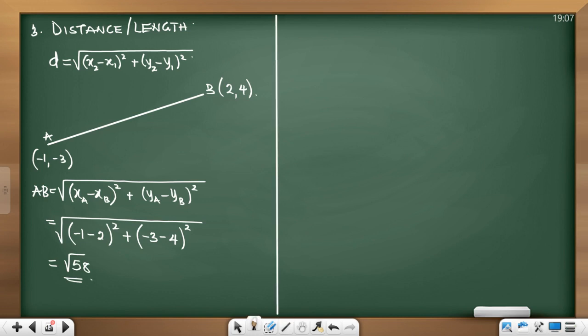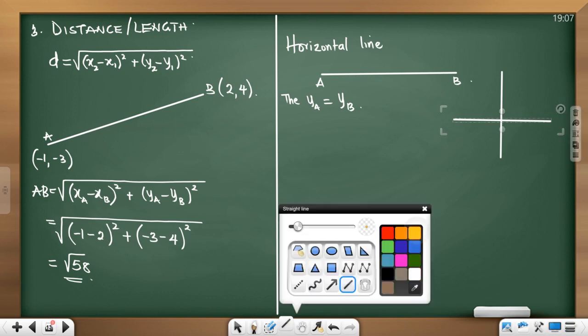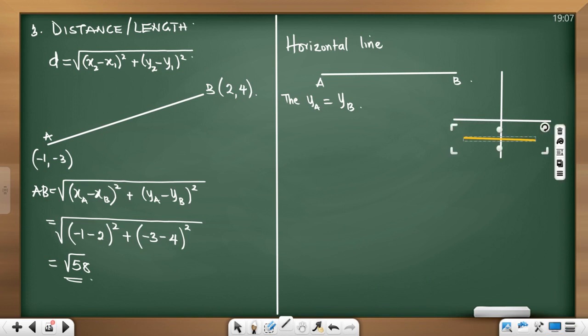Now, quickly, horizontal line. We spoke about horizontal line. When you have a horizontal line, how do you know a line is horizontal? Please check. The y values will be the same. The y value of A is the same as the y value of B. Let me try to do that on a Cartesian plane. If I were to draw a horizontal line there, you would see that it is cutting at negative 2. It means the y value of both ends is the same. The only difference is the x values. I hope that makes sense.